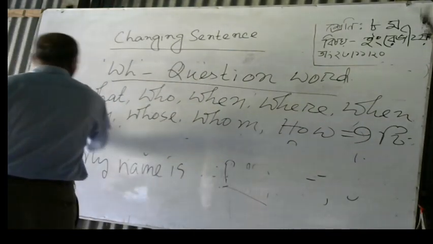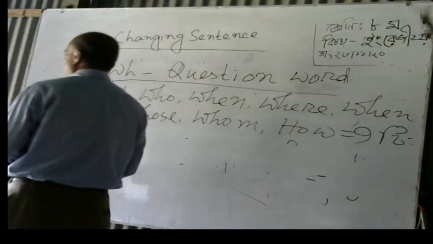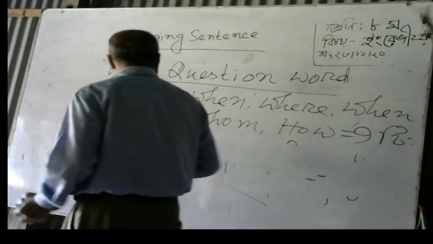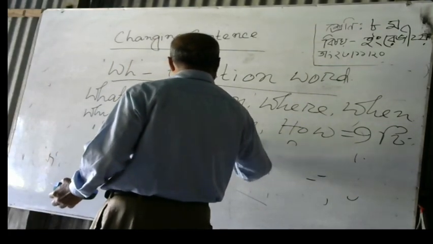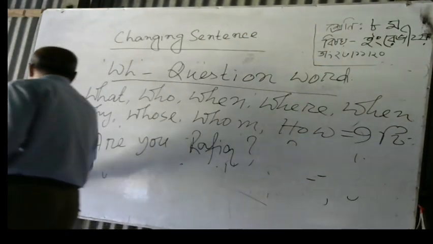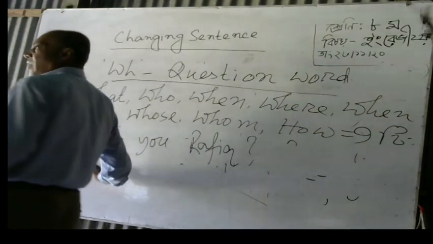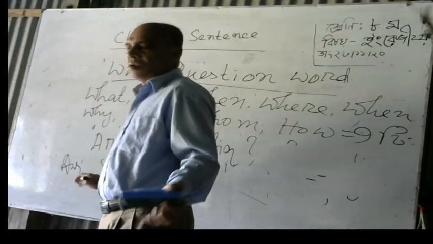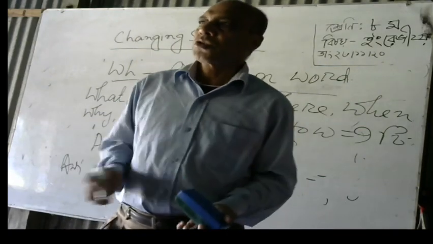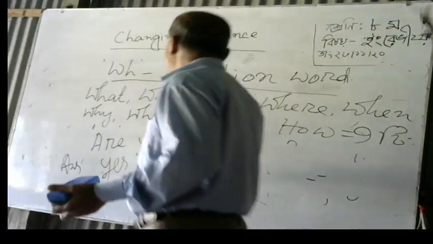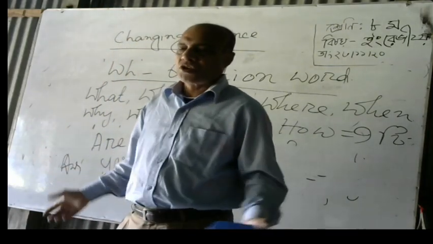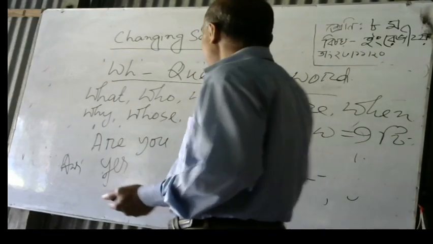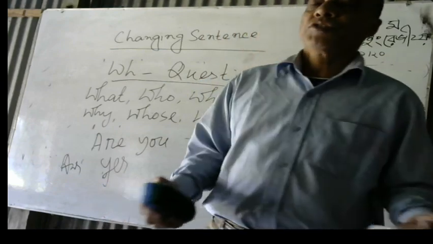Okay? If I ask you using a yes/no question, are you Rafiq? What will be your answer? If you are really Rafiq, you will say yes. If you are not Rafiq, you will say no. So if we make a yes/no question using a yes/no question word, we can answer yes or no. If we use a WH question word to make a question, you cannot answer yes or no. What do you do? You will just explain it.